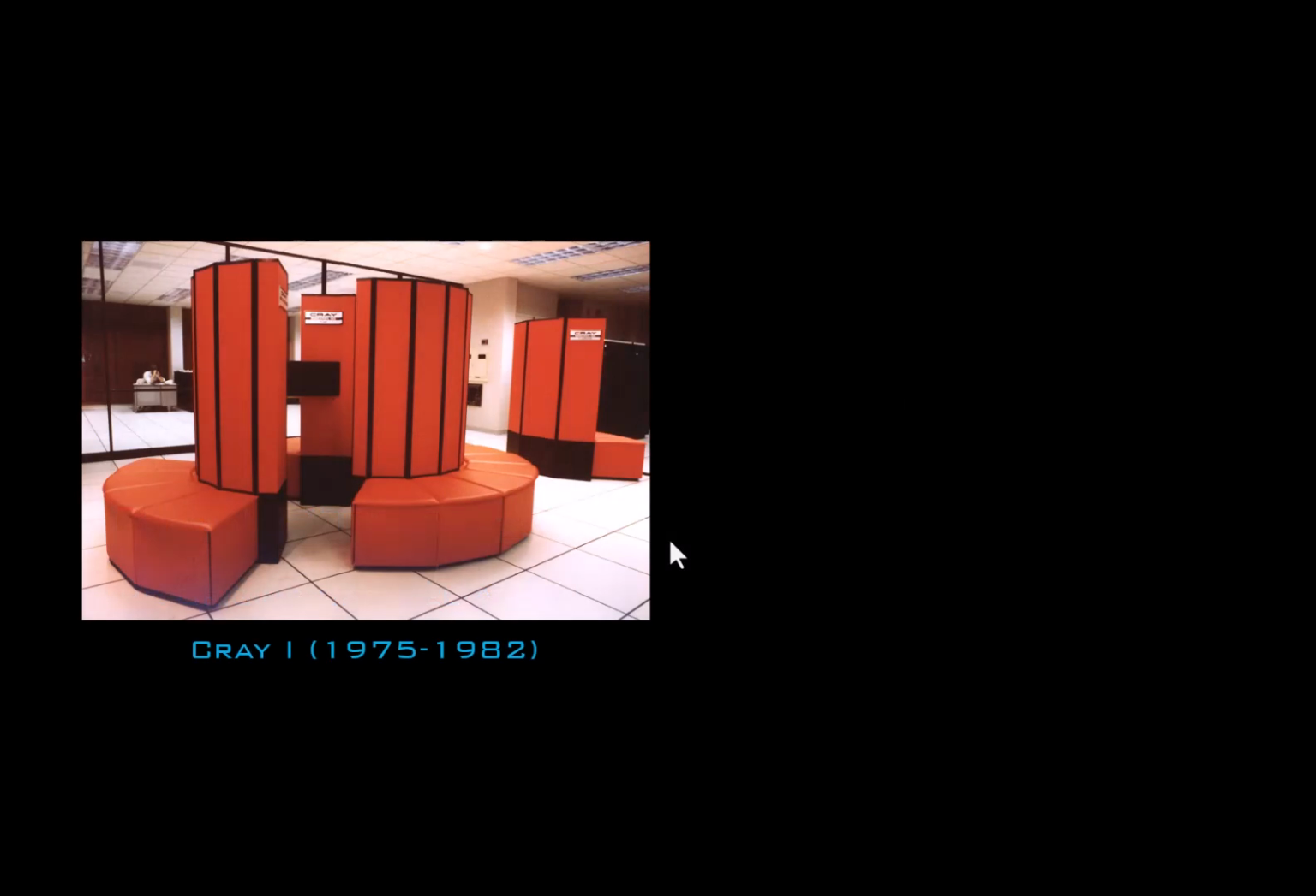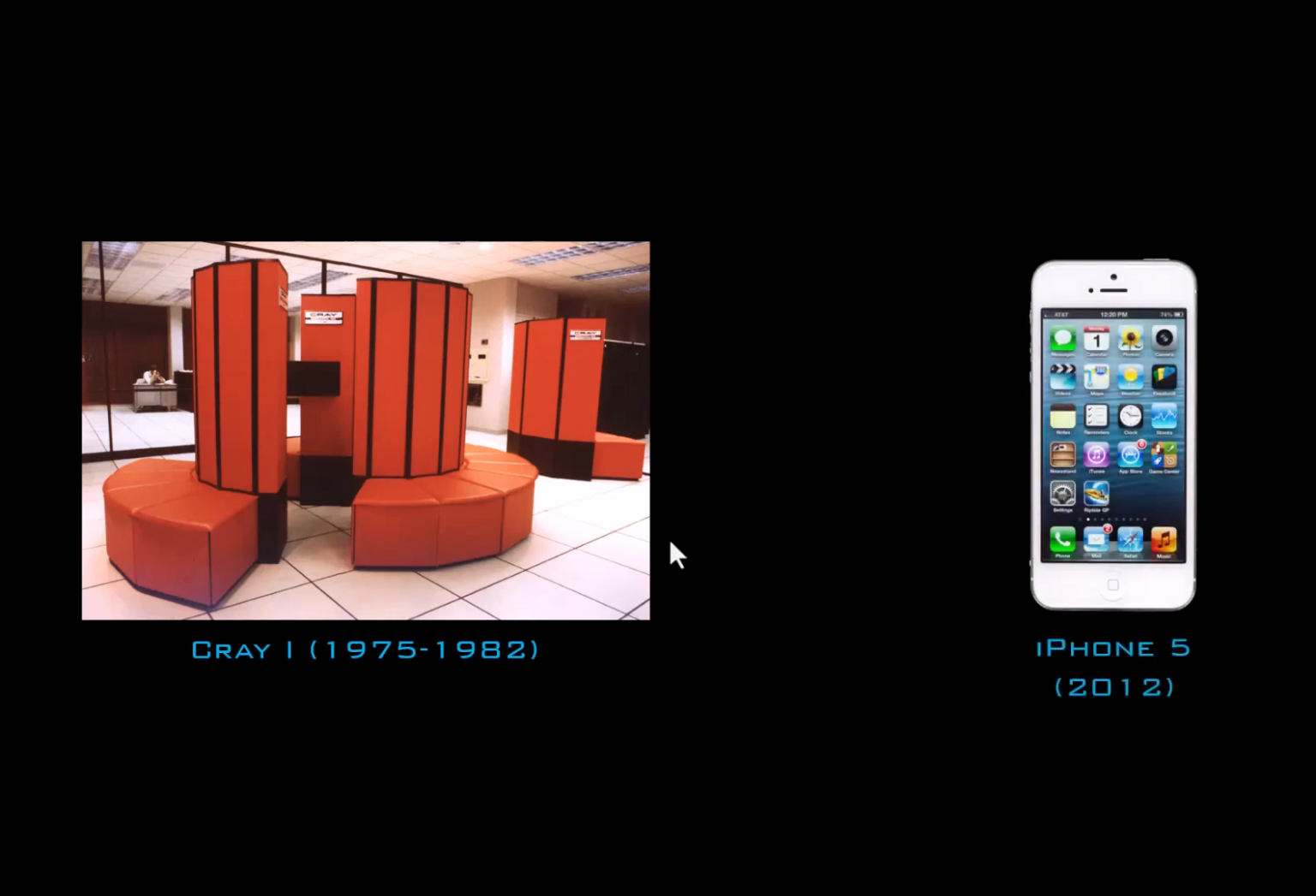What you see here is the Cray 1. It was the world's first supercomputer, and in its day was the fastest computer on Earth. This is the iPhone 5, which was released in 2012, and it is nearly 1,000 times more powerful than the Cray. Now, the gaming industry didn't have access to this kind of Cray level computing power, right? It had to make do with much less.